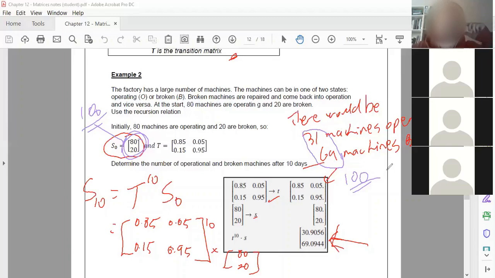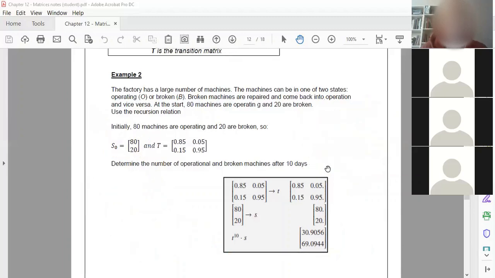80 at the start that are operating and 20 at the start that are broken. If you get a different amount here, if this adds to 101, you need to remove a number. You need to remove one machine. That's very, very important. All right, I'll clear this. Move on to the next one.